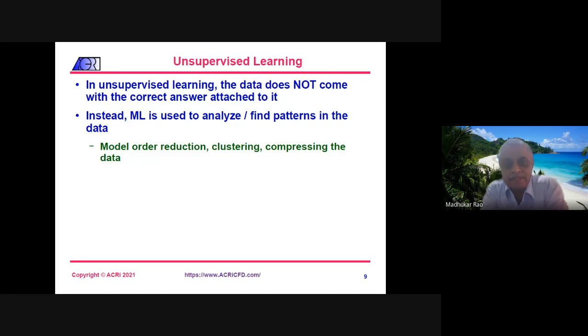In unsupervised learning, however, the data does not come with the correct answer or labels attached to it. Typically, for example, Dr. Murali talked about proper orthogonal decomposition or DMD and so on. You can think of those as some sort of unsupervised learning. You did not attach any label to that data. Instead, the machine learning is used to analyze or find patterns in the data, and typically used for things like model order reduction, clustering, compression of data, and so on.